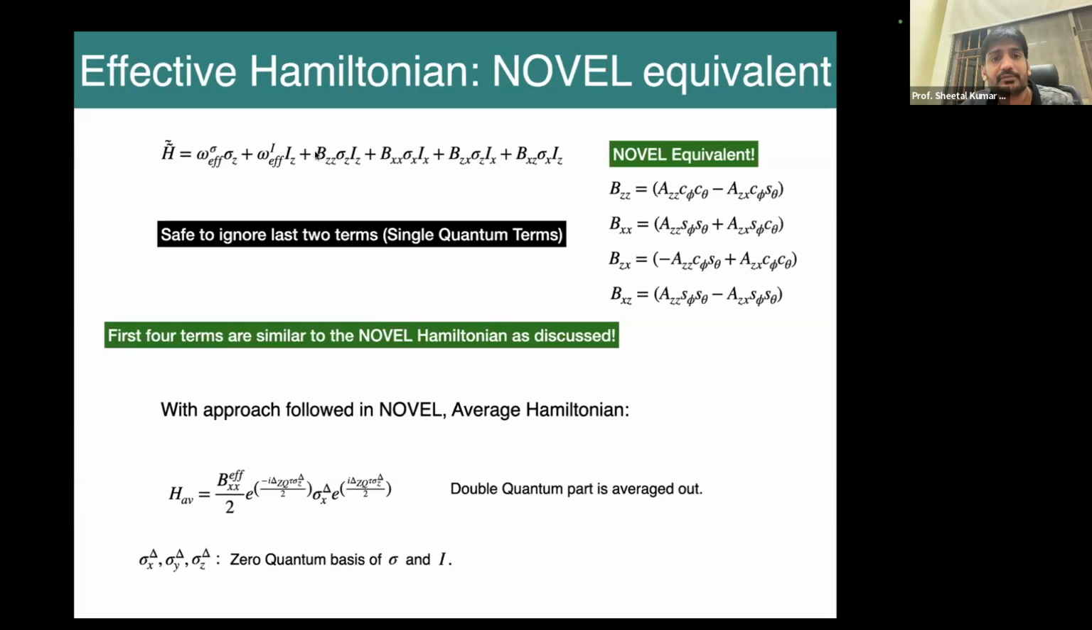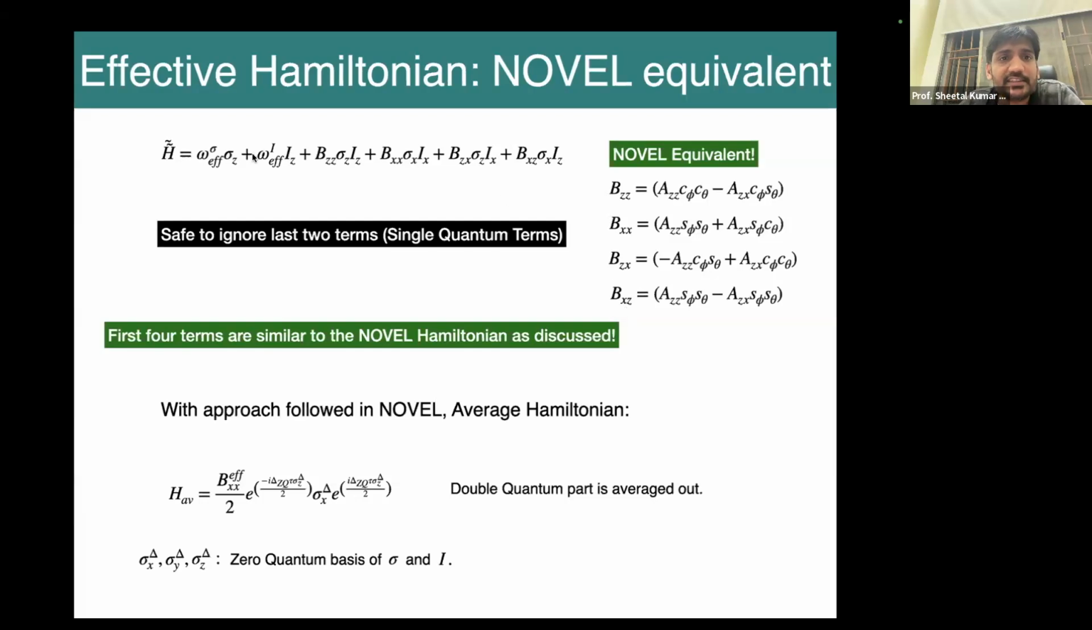And here these terms BZZ, BXX, BZX, and BXZ have slightly complicated forms. But basically, those are combinations of AZZ and AZX, cos phi, cos theta, sin phi, sin theta. The phi and theta are the two tilt angles, which depend on the relative ratio of these hyperfine couplings with the Larmor frequencies and the electron offsets. Okay, based on these, the terms come.